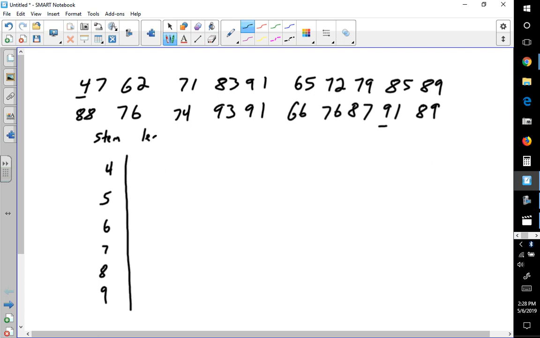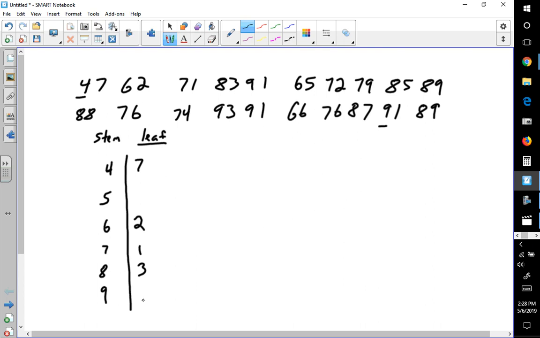And then the leaf, or the leaves, each piece of data will be represented with its own leaf. A leaf typically is a single unit. So here, in this case, it's going to be the ones place. So the number 47 has a leaf of 7. The number 62 has a stem of 6, a leaf of 2. 71 has a stem of 7, a leaf of 1.